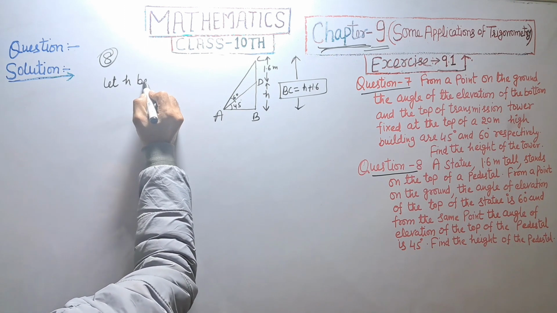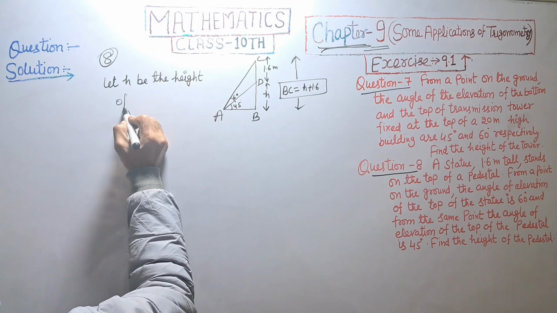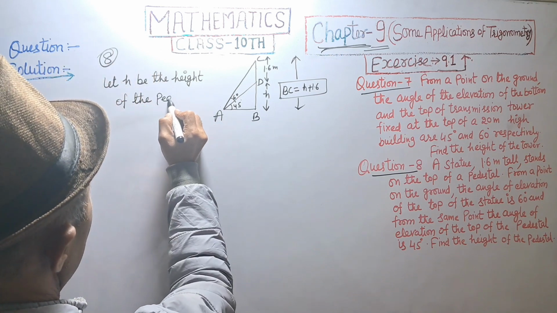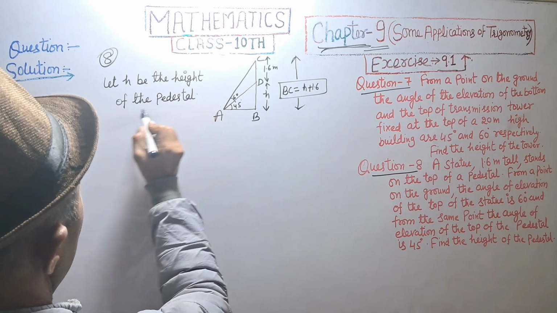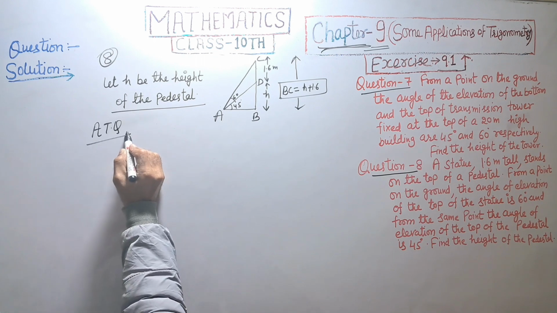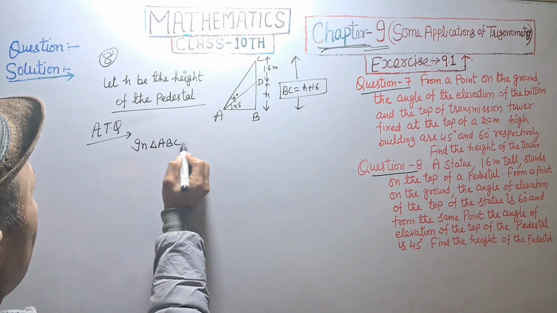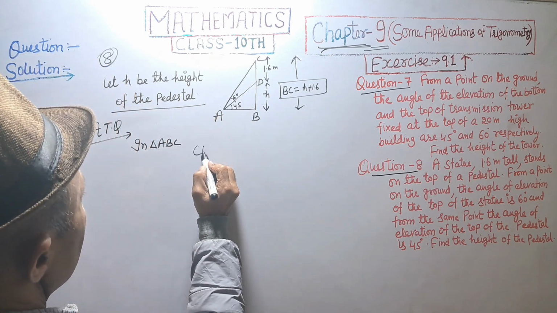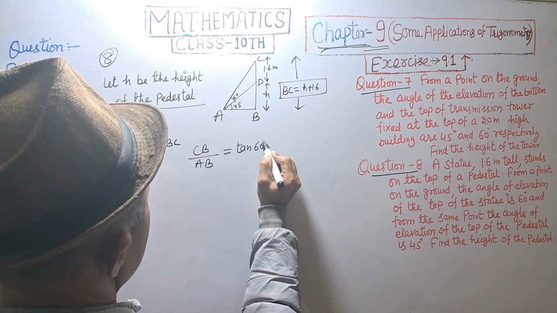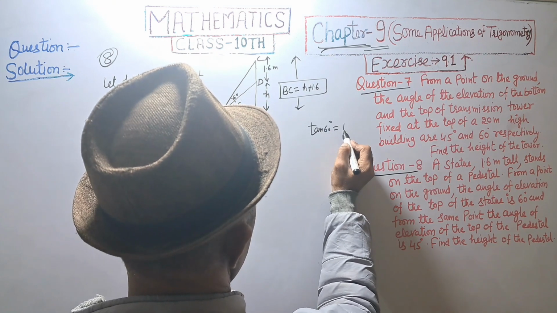Let h be the height of the pedestal. And according to the question, in triangle ABC, CB upon AB is equal to tangent 60 degree, and tangent 60 degree is equal to root 3.